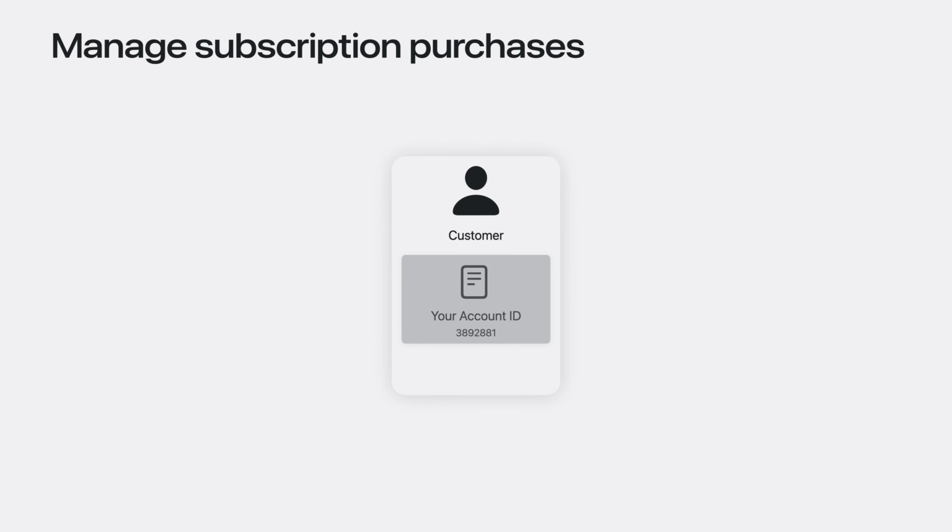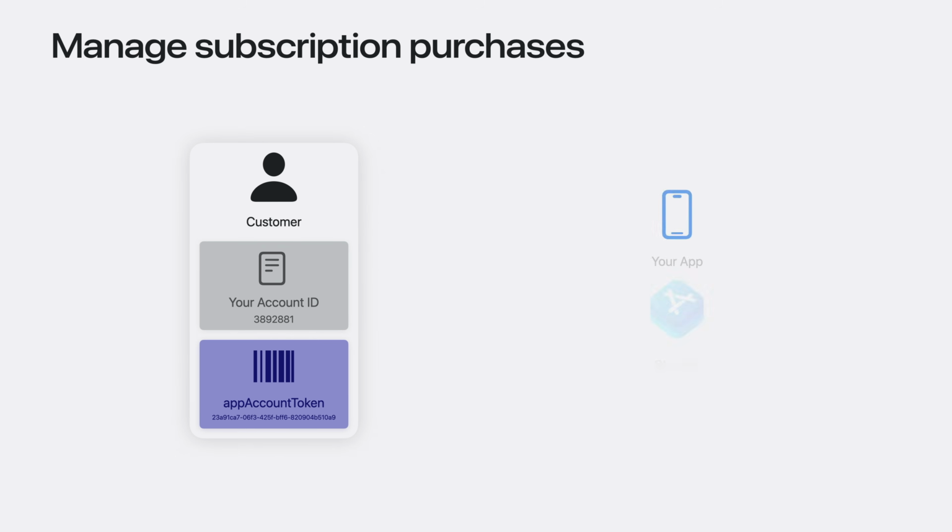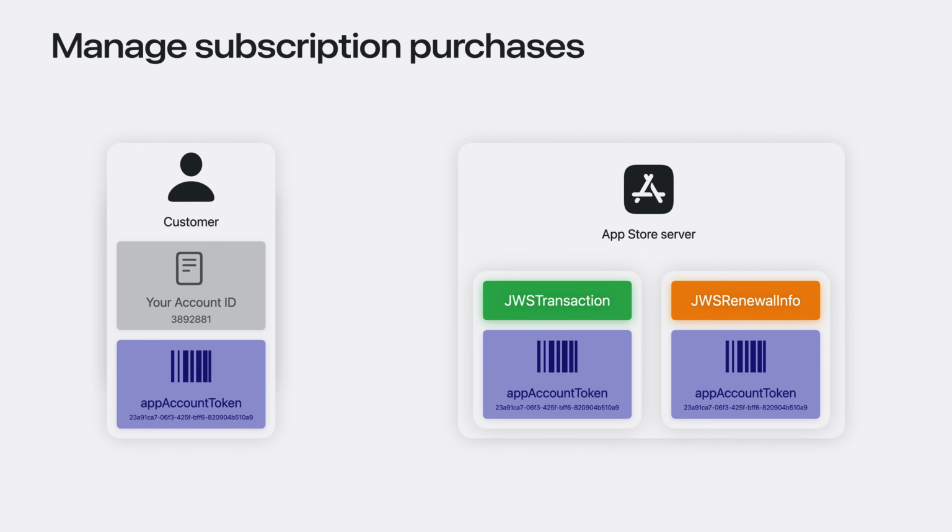You start by generating a UUID on your server and associate this value with your customer account. Then, your server passes this value to your app built with StoreKit to set the app account token at the time of in-app purchase. We recommend using the same app account token value for all in-app purchases made by a given customer account. The App Store server returns the same app account token value in the JWS transaction and renewal info.